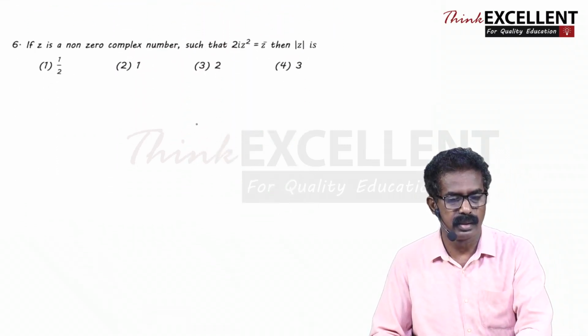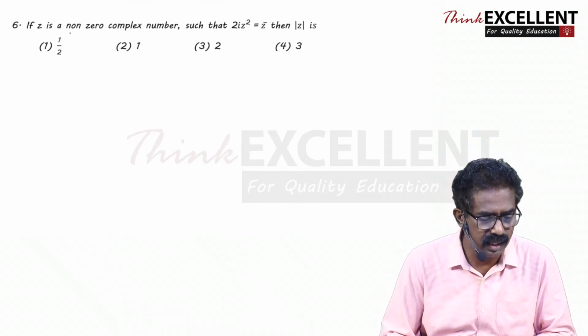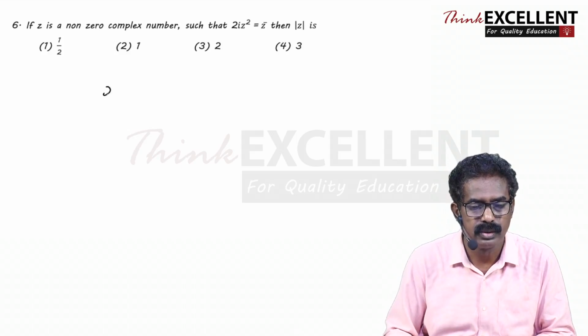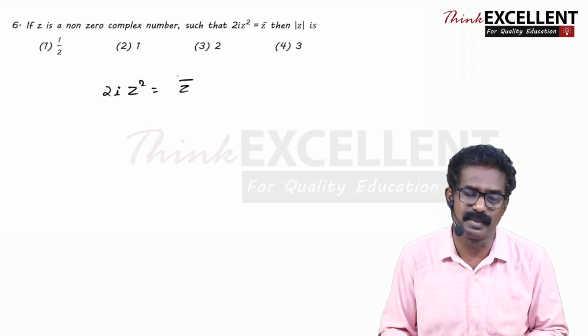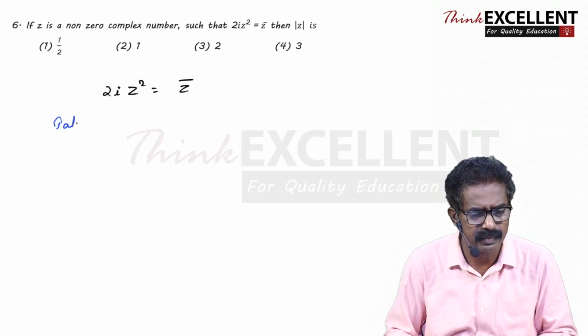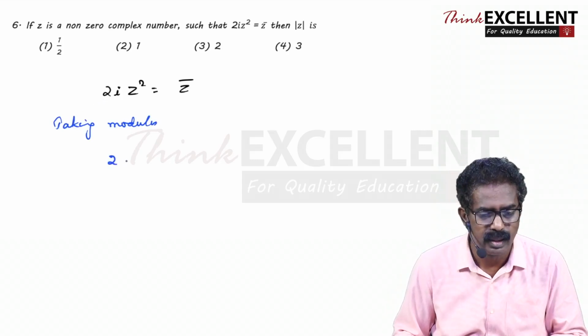Now, listen to the 6th question. If Z is a non-zero complex number such that 2i Z square equal to Z bar, they asked to find modulus Z. Please listen carefully how to do this. Taking modulus. When you take modulus, 2 modulus is 2 only. Modulus of i is 1. Modulus of Z square, right?